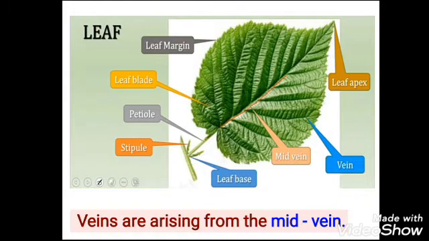Now, next is the vein. Veins are arising from the midvein.